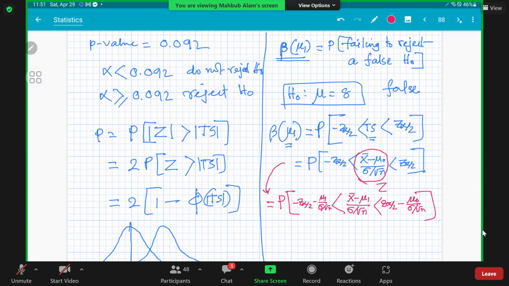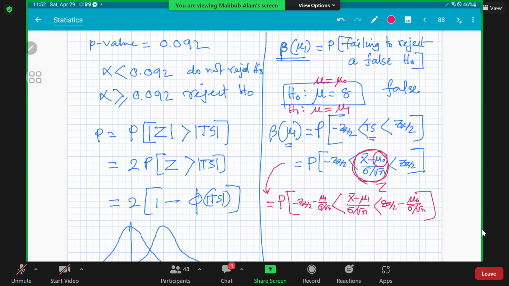Is the move from this equation to this one understandable? No, sir, if you could repeat it again. Okay. What I told is that this circled quantity is no longer a standard normal random variable. Why? Because the null hypothesis is false. That means mu is not equal to mu naught. Rather, the alternate hypothesis, which is mu equal to mu1, is true.